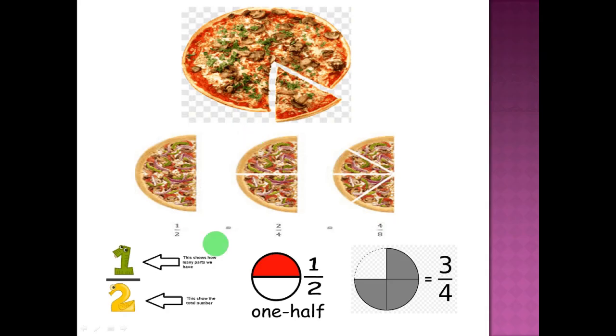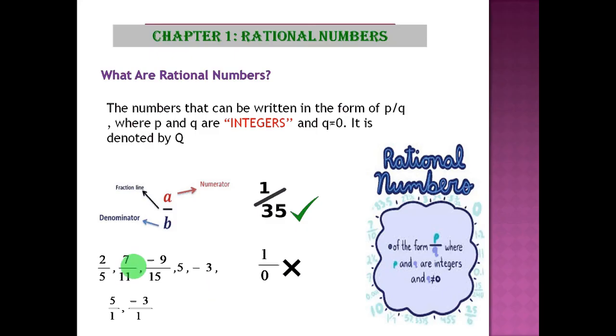If you look at this example, 1 by 2, 2 by 4, 4 by 8, these all are fractions. This is written in p by q form. So a rational number can also be written in p by q form. As you can see here, 2 by 5, both are positive. This is a positive rational number. 7 by 11, positive rational number. Minus 9 by 15 is a negative rational number.